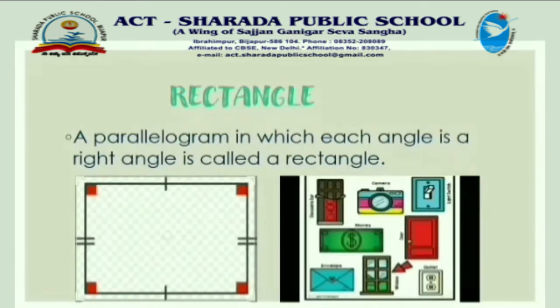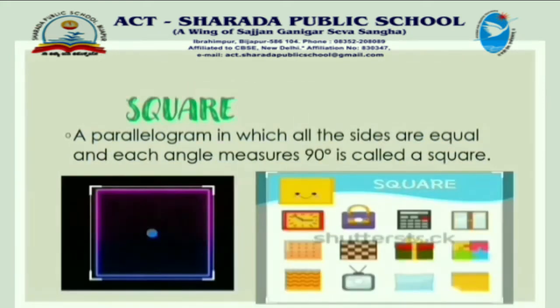Rectangle. A parallelogram in which each angle is a right angle is called a rectangle. The examples that we use in our daily life are a note of money, chocolate bar, camera, door, envelope, and many more. Square. A parallelogram in which all the sides are equal and each angle measures 90 degrees is called a square. The examples are watch, gift box, television, calculator, and so on.